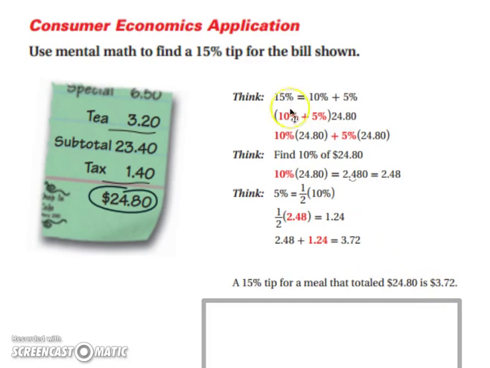As a recap, 15% you can break up into 10 and 5. Then you can use the distributive property: 10% of the $24.80 and then 5% of the $24.80. Start with your 10% since that's the easier one, since all you have to do is move the decimal. Then take half of that to get your 5%. When you're all done, add your 10% and your 5% together, and that will give you your total. 10 and 5 make 15, so 15% is $3.72.